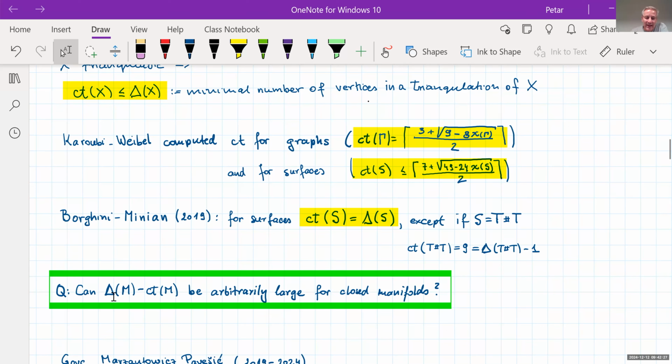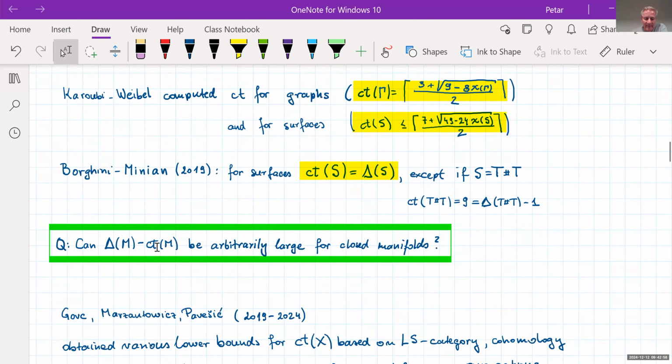So my first question is, can actually this be arbitrarily large for closed manifolds? So if you have a manifold, can the minimal triangulation be as far as you want from the minimal homotopy triangulation? We have no idea. Essentially, almost the only example is this one. Okay, so this is the first.